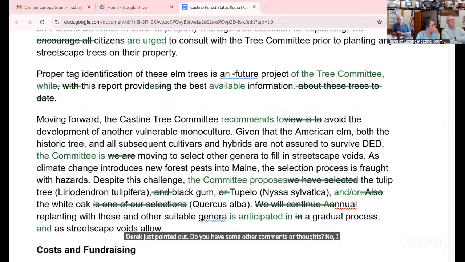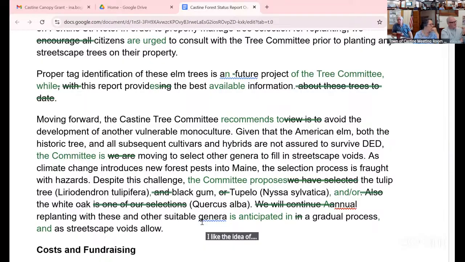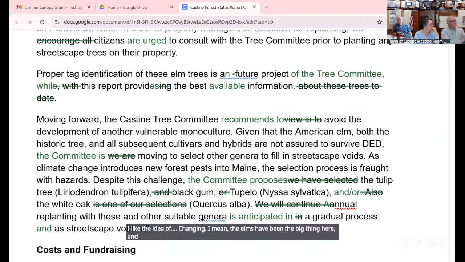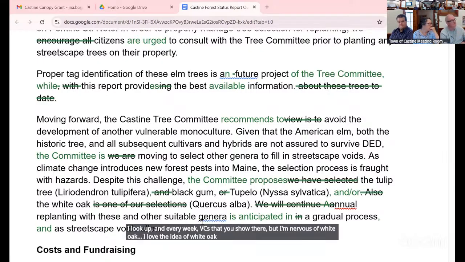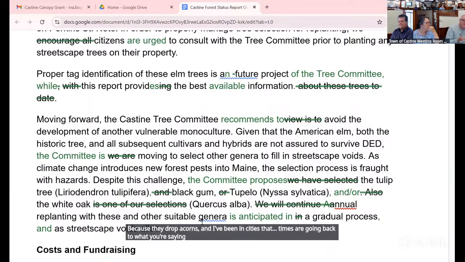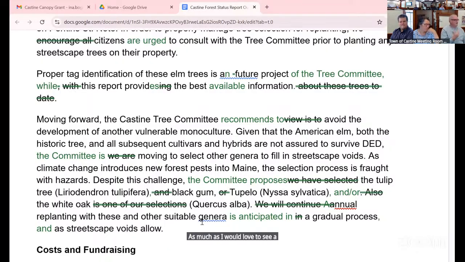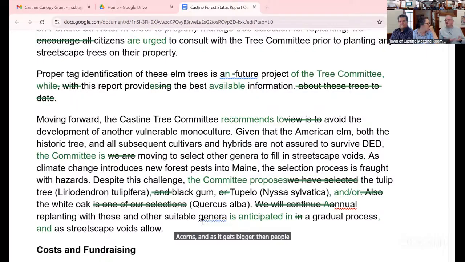No, I'm going to say this though, I like the idea of changing. The elms have been the big thing here, and I think we talked about this last time a little bit; it's the right thing. I looked up the species that you show there, but I'm nervous about white oak. I love the idea of white oak, except if it's a tree with a sidewalk, because they drop acorns. I've been in cities where, as much as I would love to see a white oak for what it is, you don't want it on the sidewalk, because it drops acorns, and as it gets bigger, people trip on acorns because they don't clean them up.